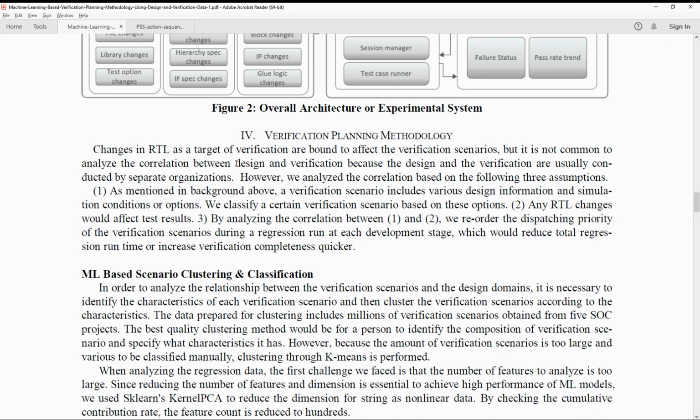One, as mentioned in the background above, the verification scenario includes various design information and simulation conditions or options. We classified a certain verification scenario based on these options. Two, any RTL changes would affect the result. Three, by analyzing the correlation between one and two, we reorder the dispatching priority of the verification scenarios during the regression run at each development stage, which should reduce the total regression runtime or increase verification completeness quicker.